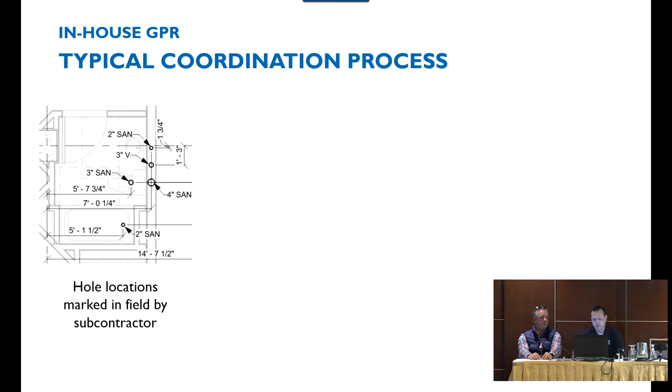So typical coordination process, typical as in what we've seen or done in past years. We figure out all these core locations, which then get marked in the field by the subcontractors. So we're the general contractor. Our plumbers and everybody else would literally go out to the field. That's in your scope of work. Go lay it out. So they would go through. That would be sort of step 1 or 2.